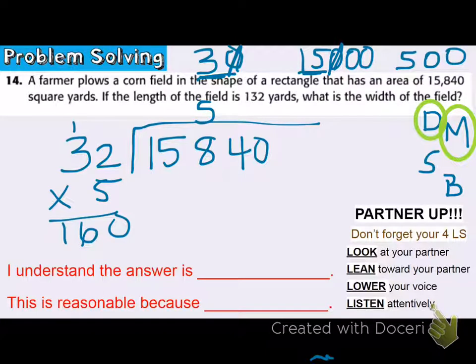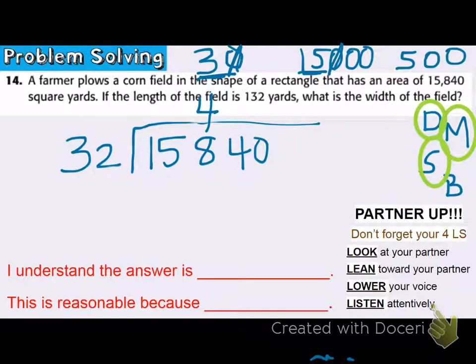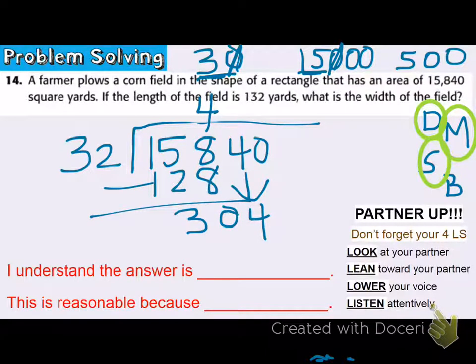660 is too big. Oh no, we're going to have to change it to 4. We've got to make it smaller. So let's go ahead and put our 4 and multiply by 4. 528 worked. What's after multiply? I can go ahead and subtract 528 and see what's left over. Once I subtract, then I can bring down that 4. Well, there's 30 left. 304. And then what's after bring down?